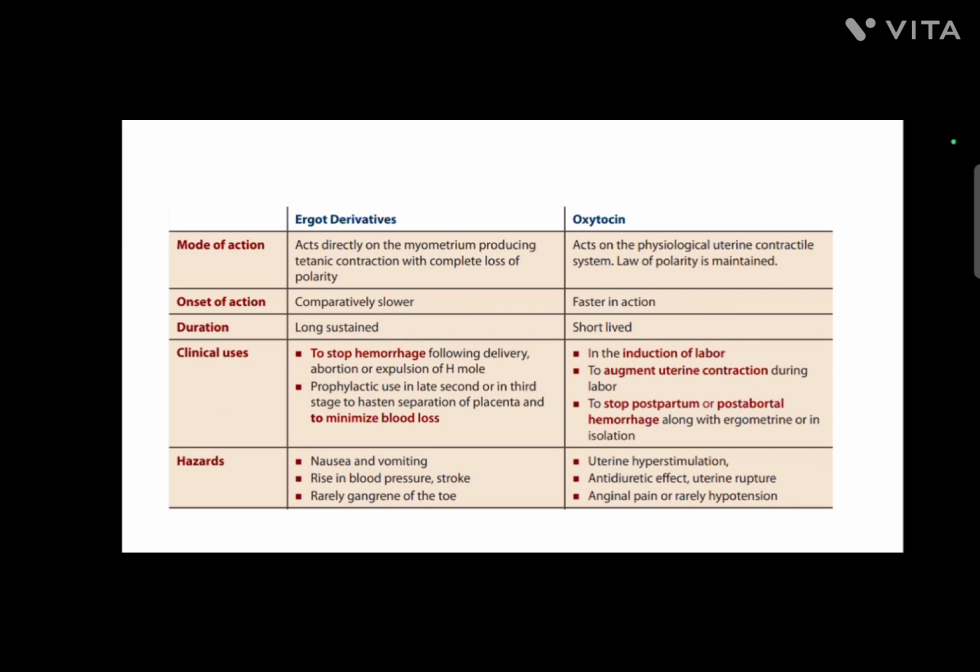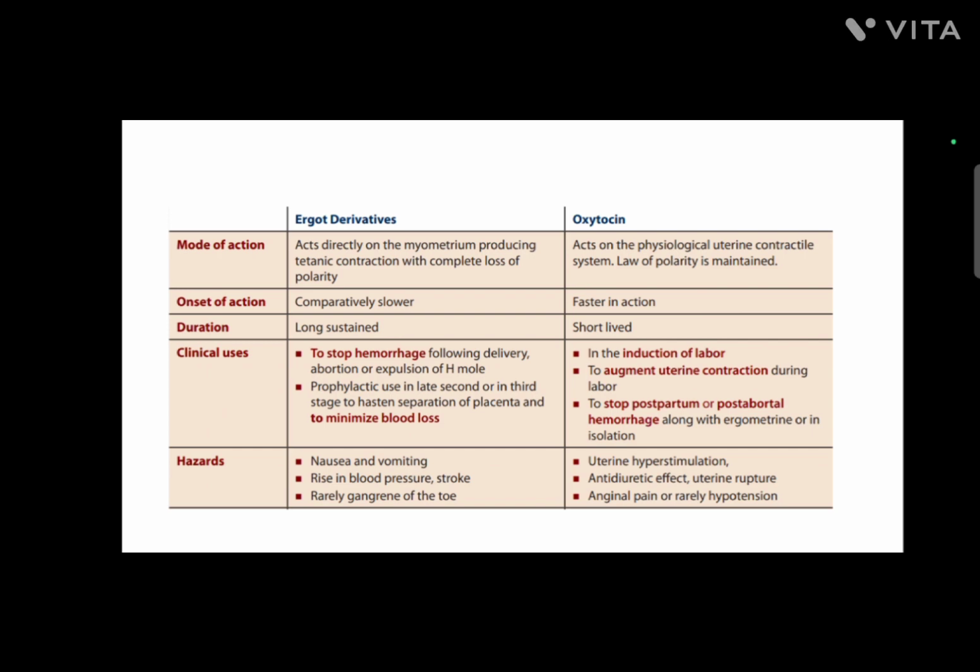Then in the case of oxytocin, it's going to induce or augment the labor, and it is also used in the AMTSL criteria. So you have to remember the side effects of each drug, when you should give it and when you should not give it. So as I said, it should be avoided in cases of hypertension and cardiac diseases, stroke, asthma, and also gangrene foot.